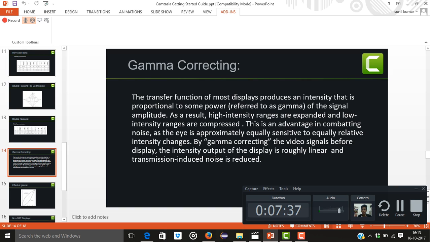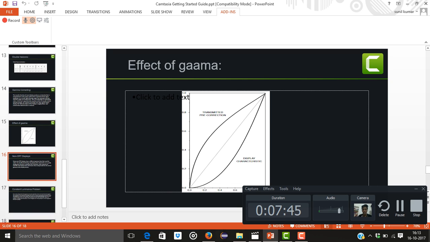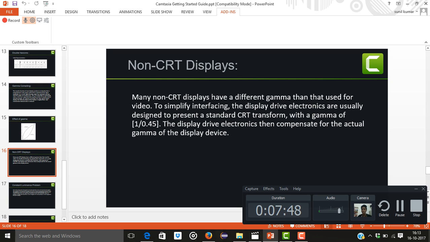The intensity output of the display is roughly linear, and transmitted induced noise is reduced. This is the effect of gamma, shown in a systematic representation. In non-CRT displays, how is the picture displayed clearly? By using gamma correction, we can display the picture clearly in non-CRT displays. Many non-CRTs have a different gamma than that used for video. To simplify interfacing, the display drive electronics are usually designed to present a standard CRT transform with a gamma of 1/0.45. The display driver electronics then compensate for the actual gamma of the display.